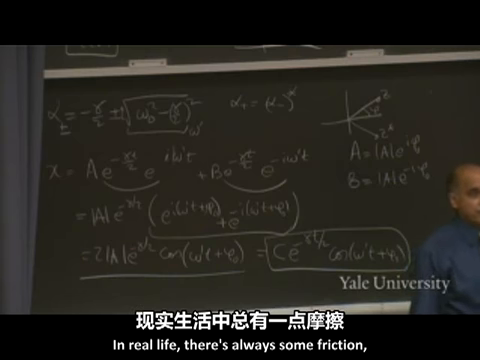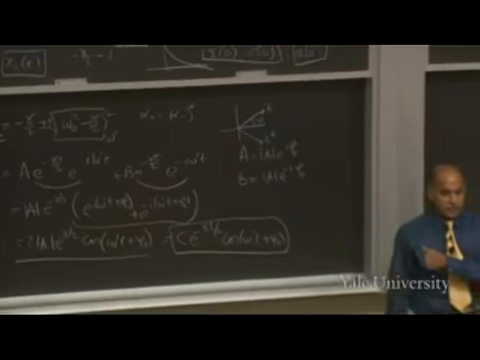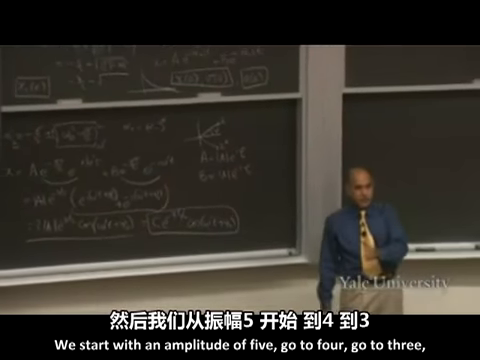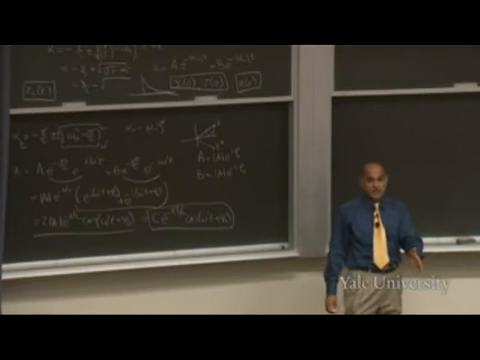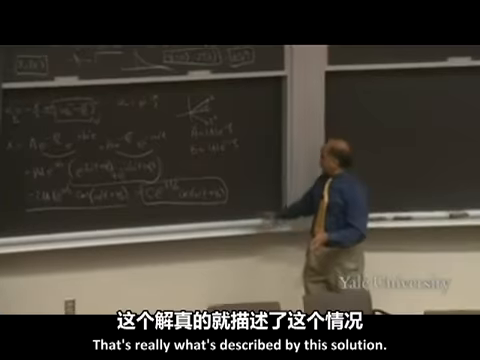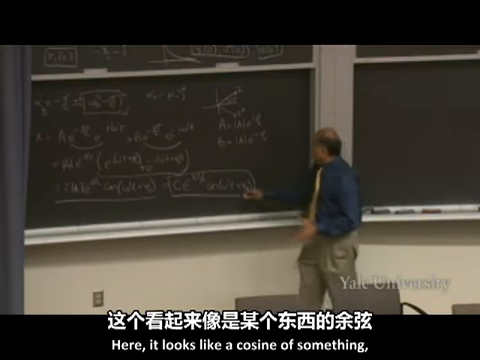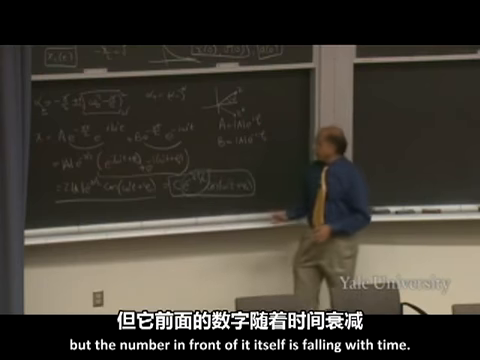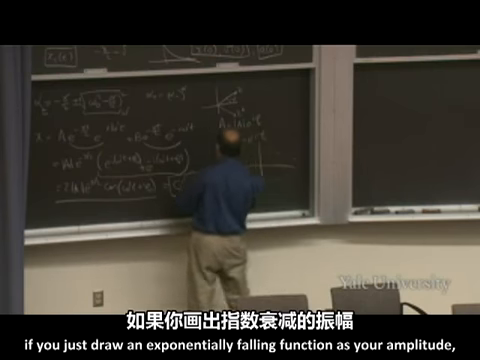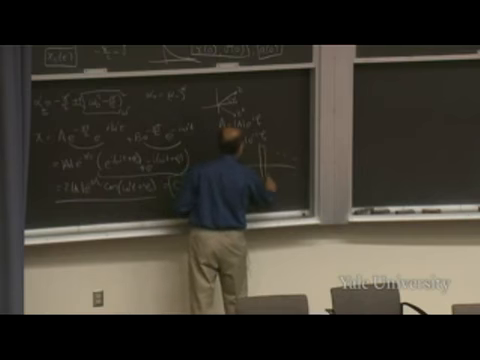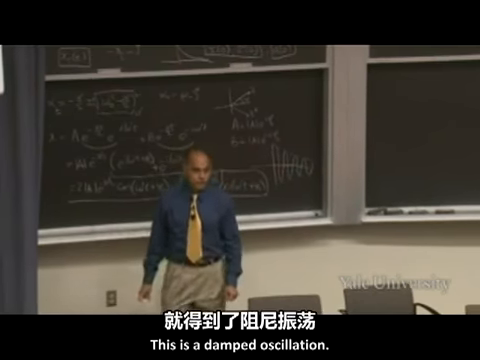In real life, there is always some friction. So let's turn on a little friction. What will happen is what's very familiar and expected. You'll start out with an amplitude of 5, go to 4, go to 3, go to 2, it'll rock back and forth, and slowly it may wiggle around, but you won't be able to see it. That's called a damped oscillation. That's really what's described by this solution. Here, it looks like a cosine of something, but the number in front of it itself is falling with time. And the picture for that will look like the following. If you just draw an exponentially falling function as your amplitude, and you multiply that by an oscillating cosine, it will do this. This is a damped oscillation.